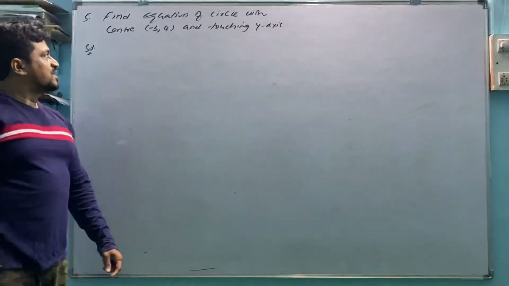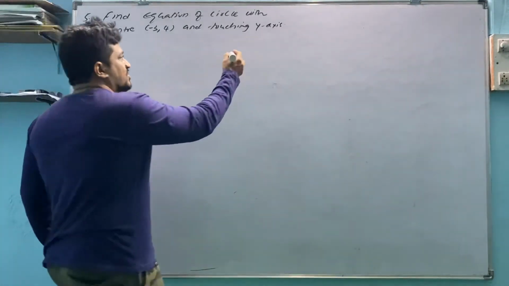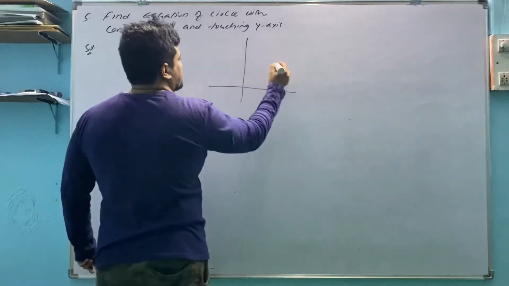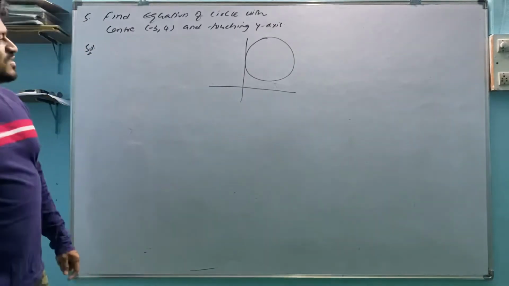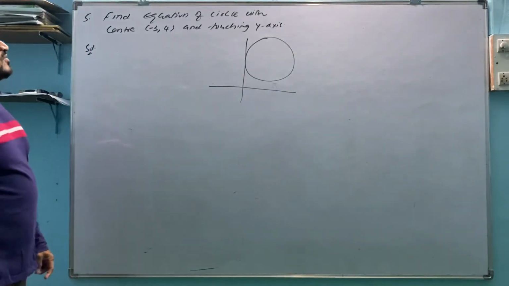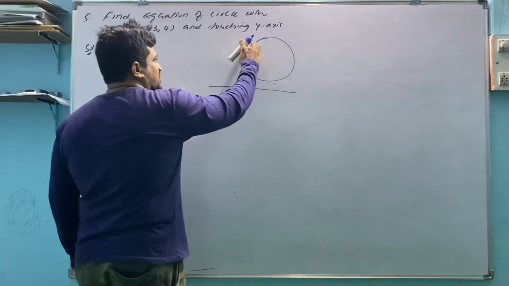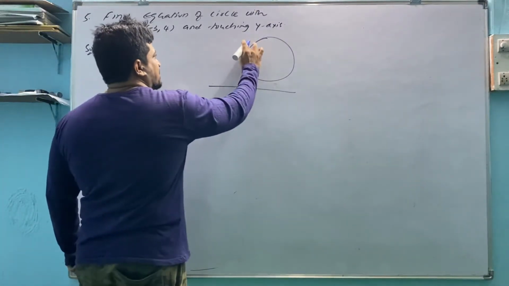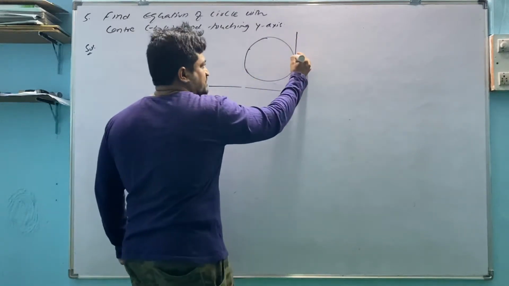Find the equation of a circle with the center given to us and touching the y-axis. Basically, the diagram we can take anywhere. This is the question actually what they have given. Find the equation of a circle with center given to you and touching the y-axis. You can also take this y-axis here.